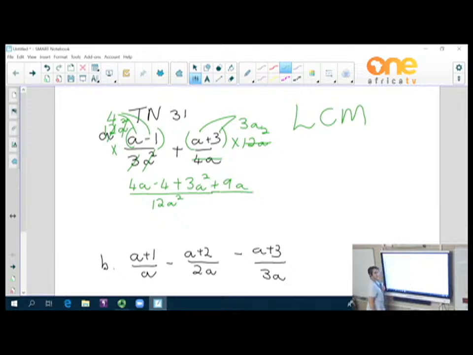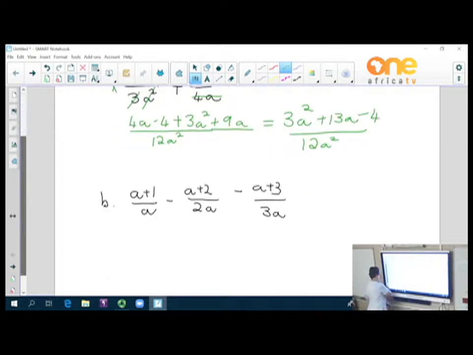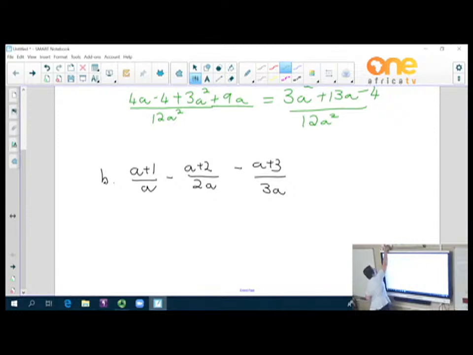And now I add my like terms. So it's going to be 3a squared. Here 4a plus 9a is 13a and minus 4 over 12a squared. So that's the final answer there. Number B.